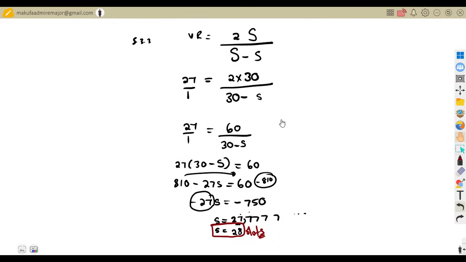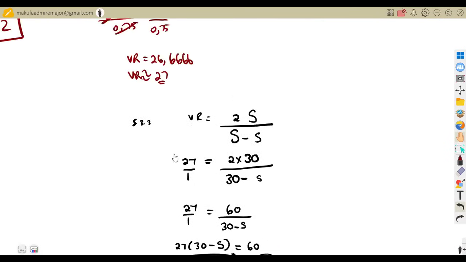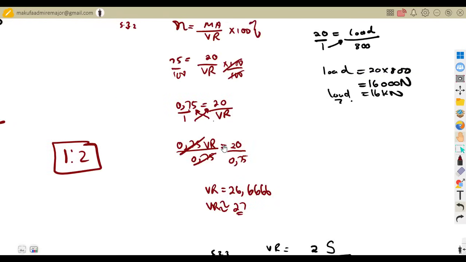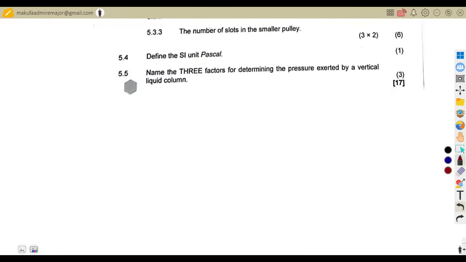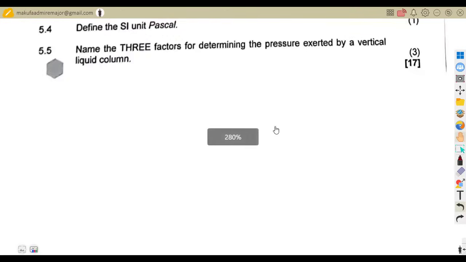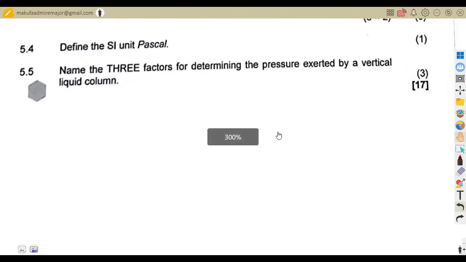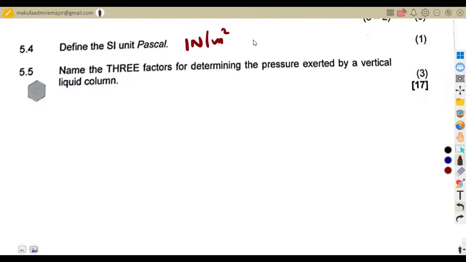That is the idea. Okay, so let's check the other part. We are now having here 5.4. 5.4 is define the SI unit of the Pascal. So the Pascal is simply the measure of what? The measure of pressure, which is 1 Newton per square meter. This is simply the measure of pressure. All right, that's the Pascal.